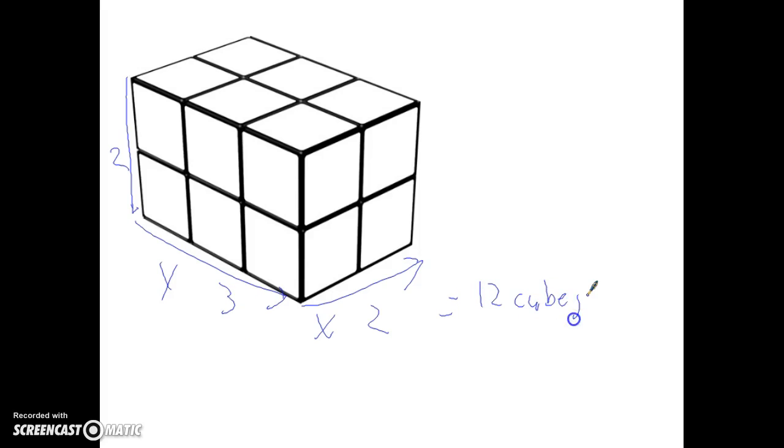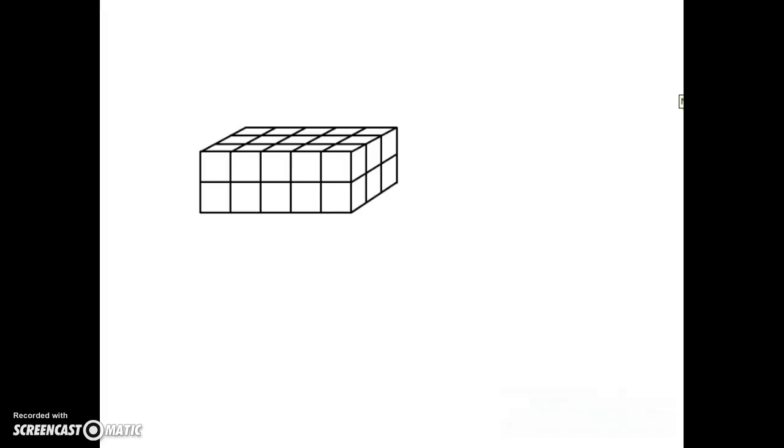Let's try this one. Again, I just like to start at this corner and go this way. There's a 2. This way there's 3. This way there's 2. So 2 times 3 times 2. 2 times 3 is 6. Times 2 equals 12. So it took 12 cubes to make that one. Stop the video and you guys try them out for the next few.